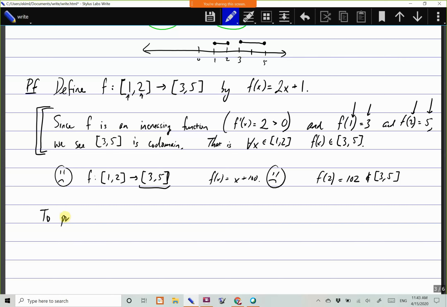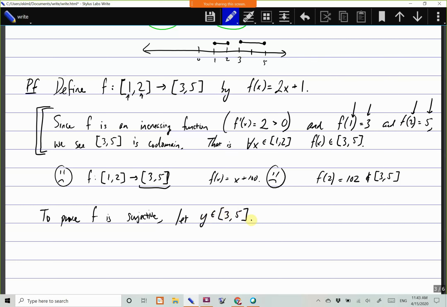To prove then, now that we have a function, domain, codomain, and rule are all there, is this function injective and surjective, right? Do we have a bijective function? So to prove f is surjective, okay, for surjective, this is everything in the codomain an output, an actual output. So let's let the reader pick y in [3, 5].